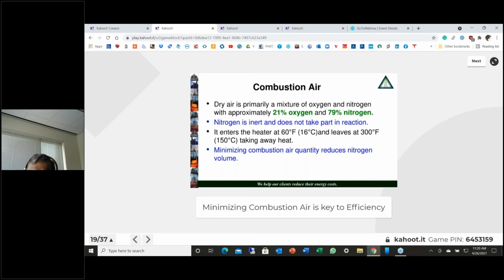So combustion air is 21% oxygen and 79% nitrogen. Now, nitrogen does not take part in chemical reaction. It is like an inert. It enters the heater at 60 degrees and leaves the stack at 300, 400, 500, contributing to the heat loss. So our option is minimizing combustion air so that we can reduce the nitrogen volume. That's how we get our efficiency in the heater.